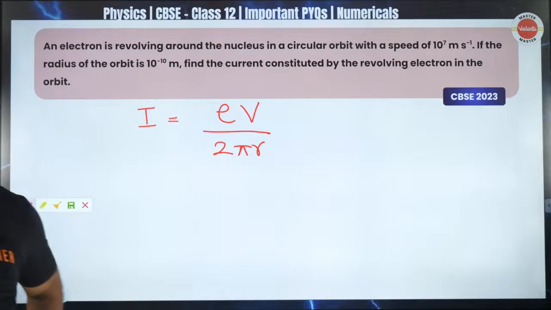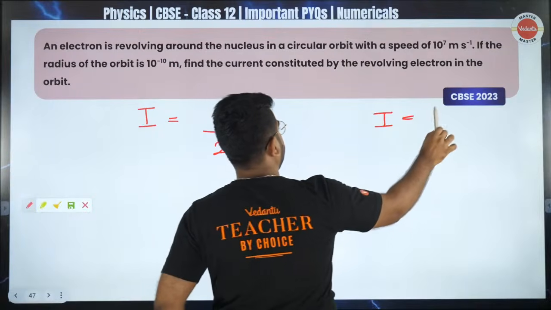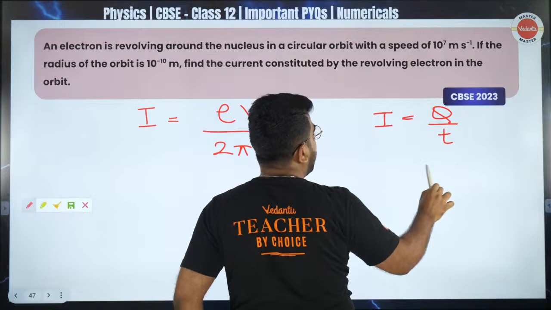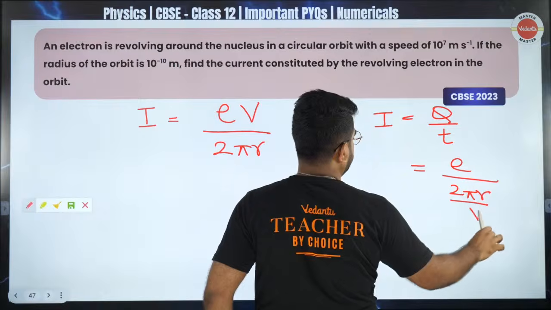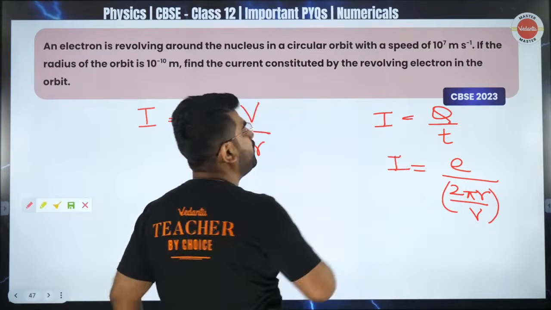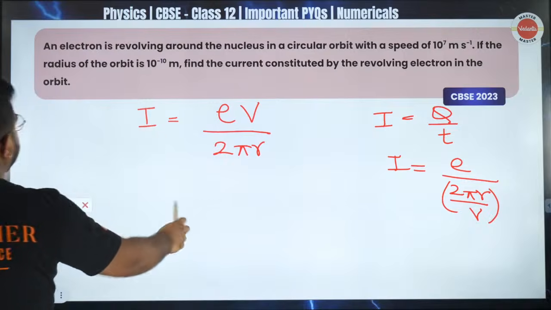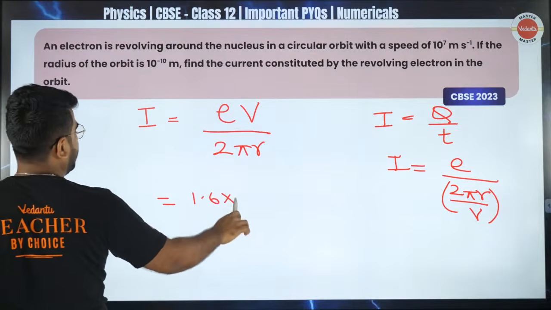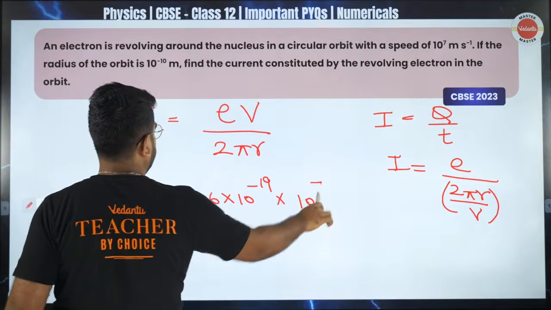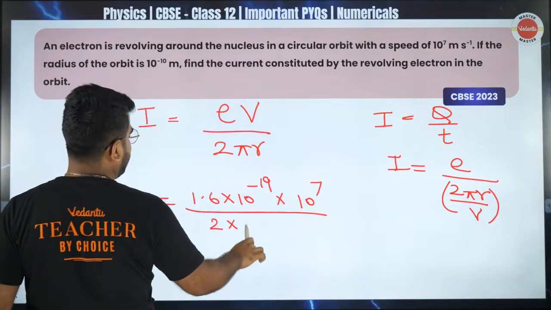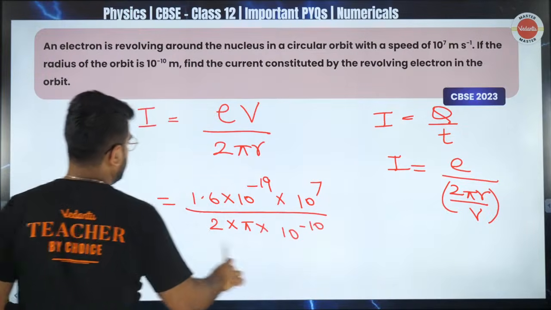Okay. So we all know current is equal to charge by time. So charge is electron, time is 2 pi R by V. So that is how you find the current. If you do that, you'll get the answer. It is 1.6 into 10 to the power minus 19 into V, which is 10 to the power 7, divided by 2 into pi into R. R is going to be 10 to the power minus 10. So that is your current.